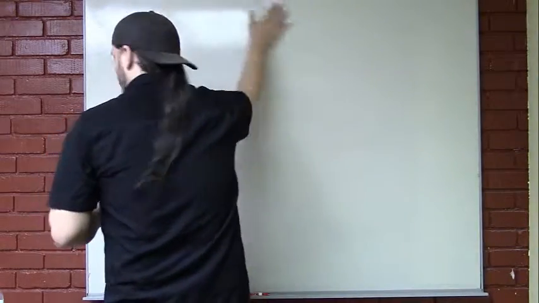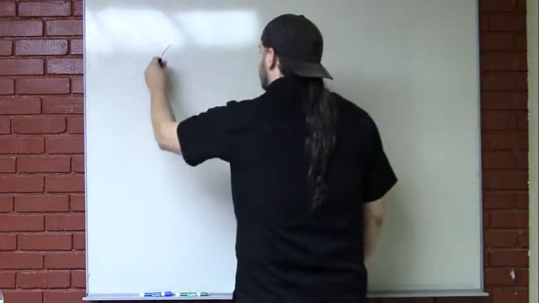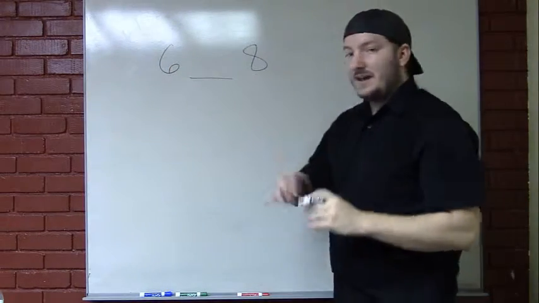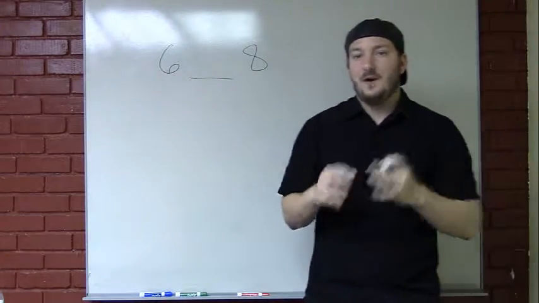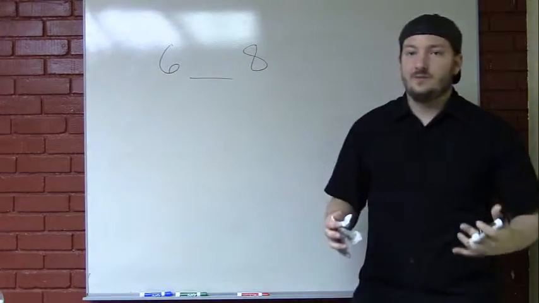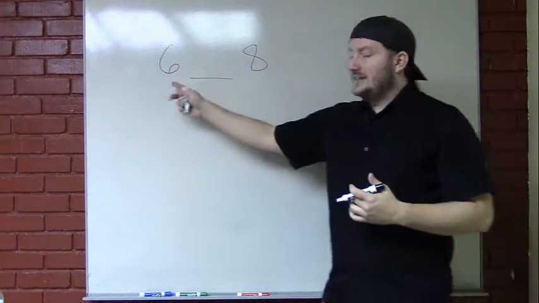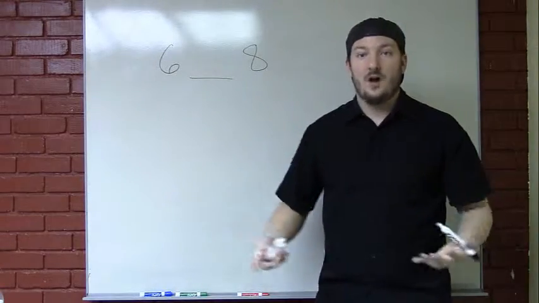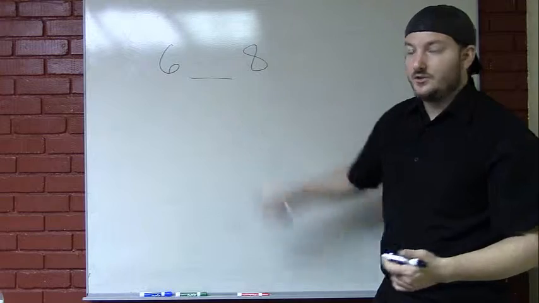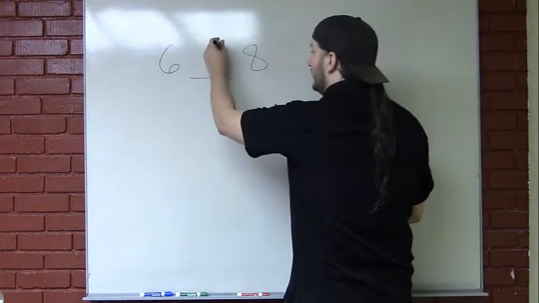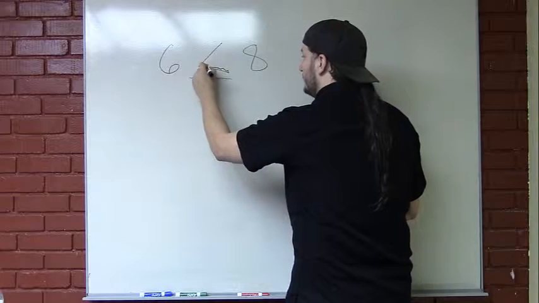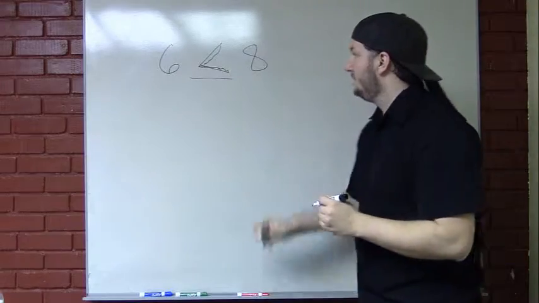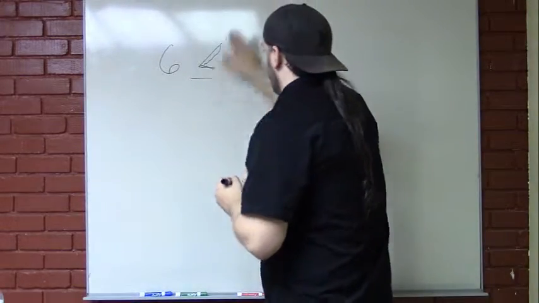Let's try one more of those. So we've got 6 blank 8. Another way I like to think about these is money, because everyone uses money. So you think, okay, if someone has $6 and someone has $8, who has more money? Well, the person who has $8, right? He can buy more things with that. So the alligator, again, eats the bigger number, okay? So that's an introduction to inequalities.